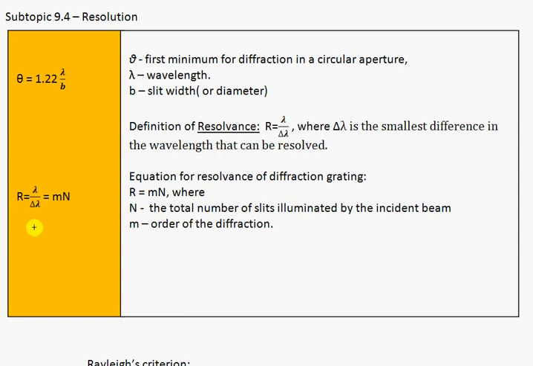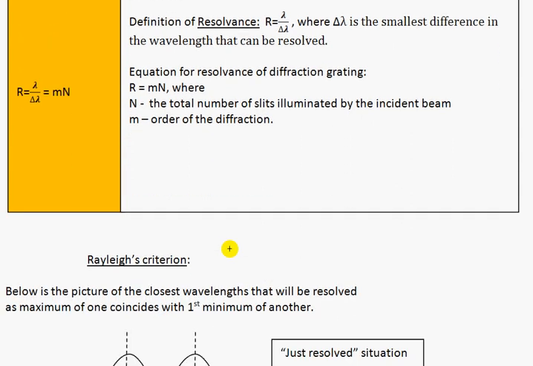Here we have these two equations. First is the definition of resolvance, and second is resolvance for a diffraction grating. So N is the total number of slits illuminated, m is order of diffraction. For different order of diffraction we get different resolvance.